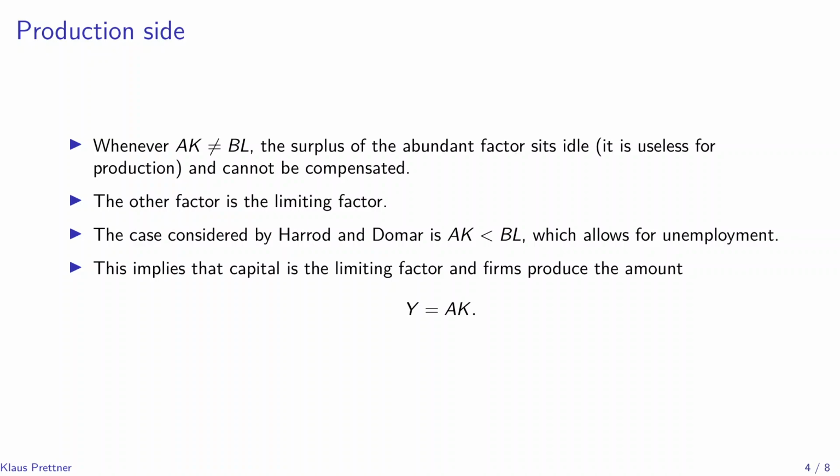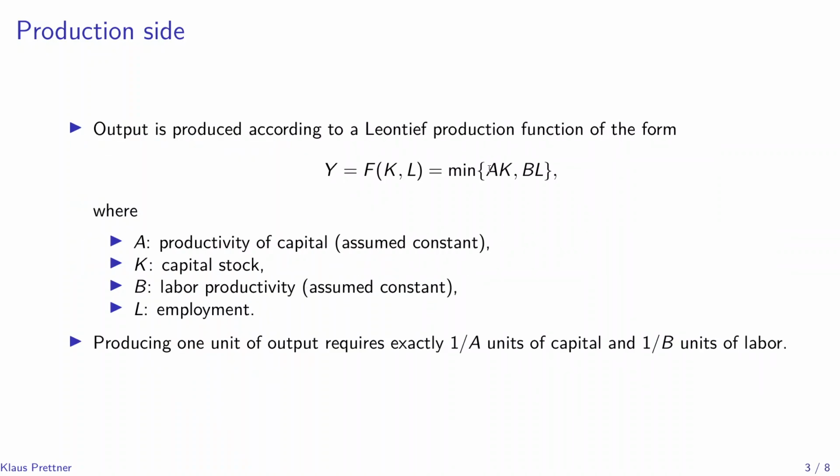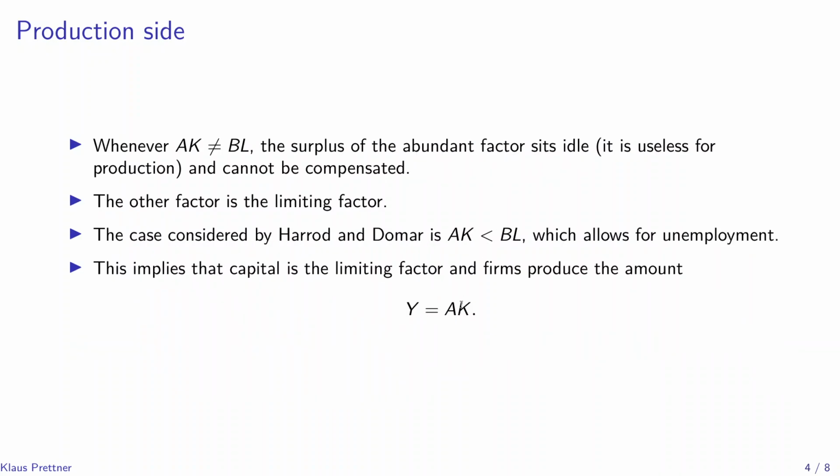And a reasonable case to consider, as long as you observe unemployment, is that the productivity of capital multiplied with the capital stock is smaller than the productivity of labor multiplied by the number of workers, because in this case you would have unemployment, so there would be surplus labor, and this production factor would sit idle, at least partly. So Harrod and Domar consider this case, and then the production function that we've seen here basically implies that output is equal to A times K. So that's what we see here. Output, which is equal to income, is equal to A times K.